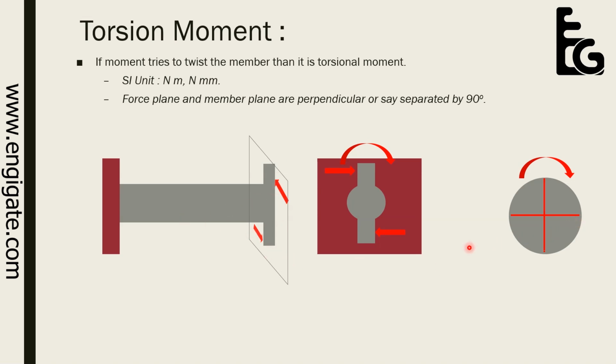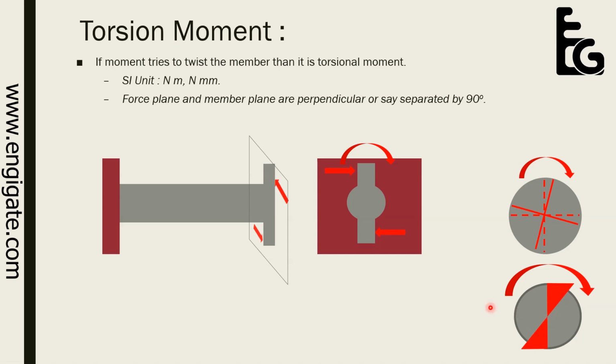Here it will twist our beam like this. You can see it here, there is no deformation at center point and maximum deformation at peripheral area. So shear stress is going to generate because two surfaces are rubbing with each other like this. So maximum shear stress is going to generate at periphery and no shear stress is going to generate at center.